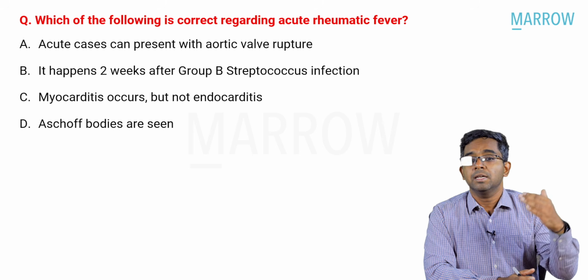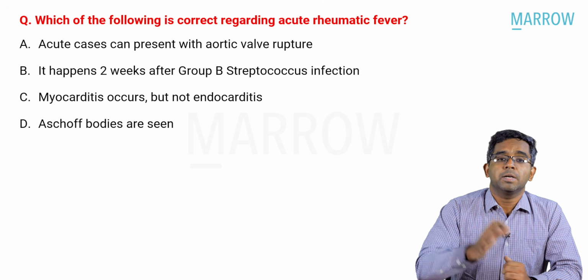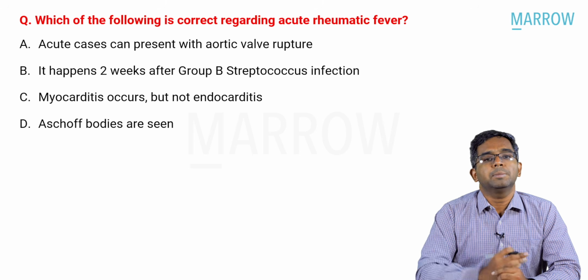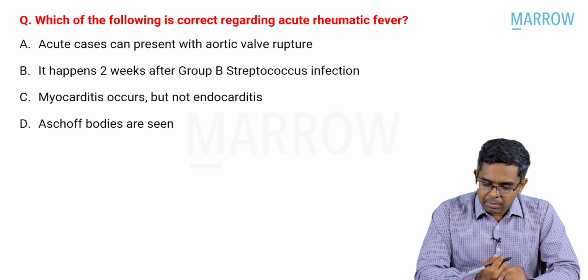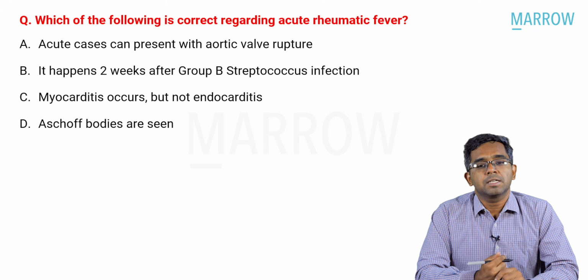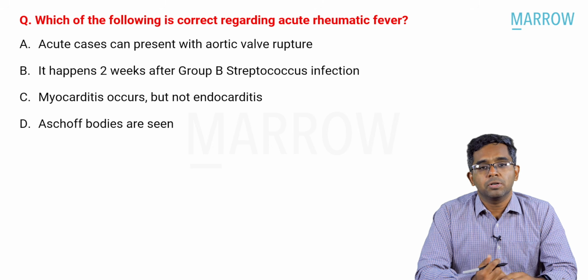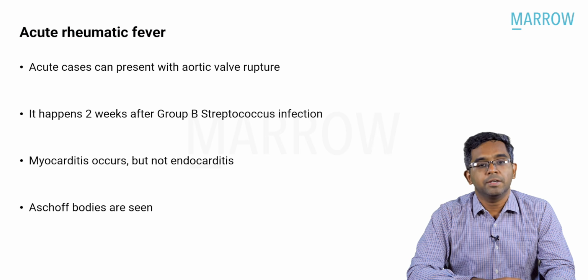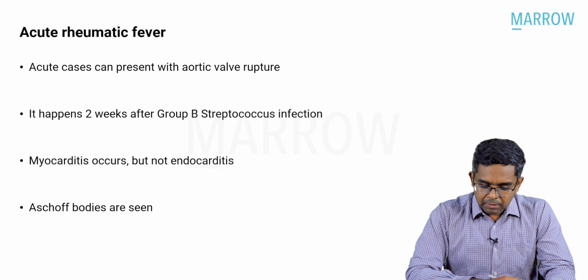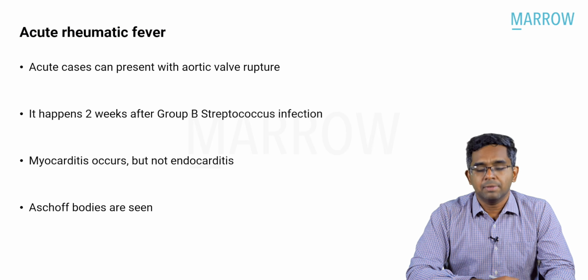And if you have seen the previous year papers, this acute rheumatic fever is often repeatedly asked topic in the exams. Okay. Acute cases can present with aortic valve rupture, happens 2 weeks after group B streptococcus infection. Myocarditis occurs but not endocarditis. Ash of bodies are seen. Let us see the options individually.